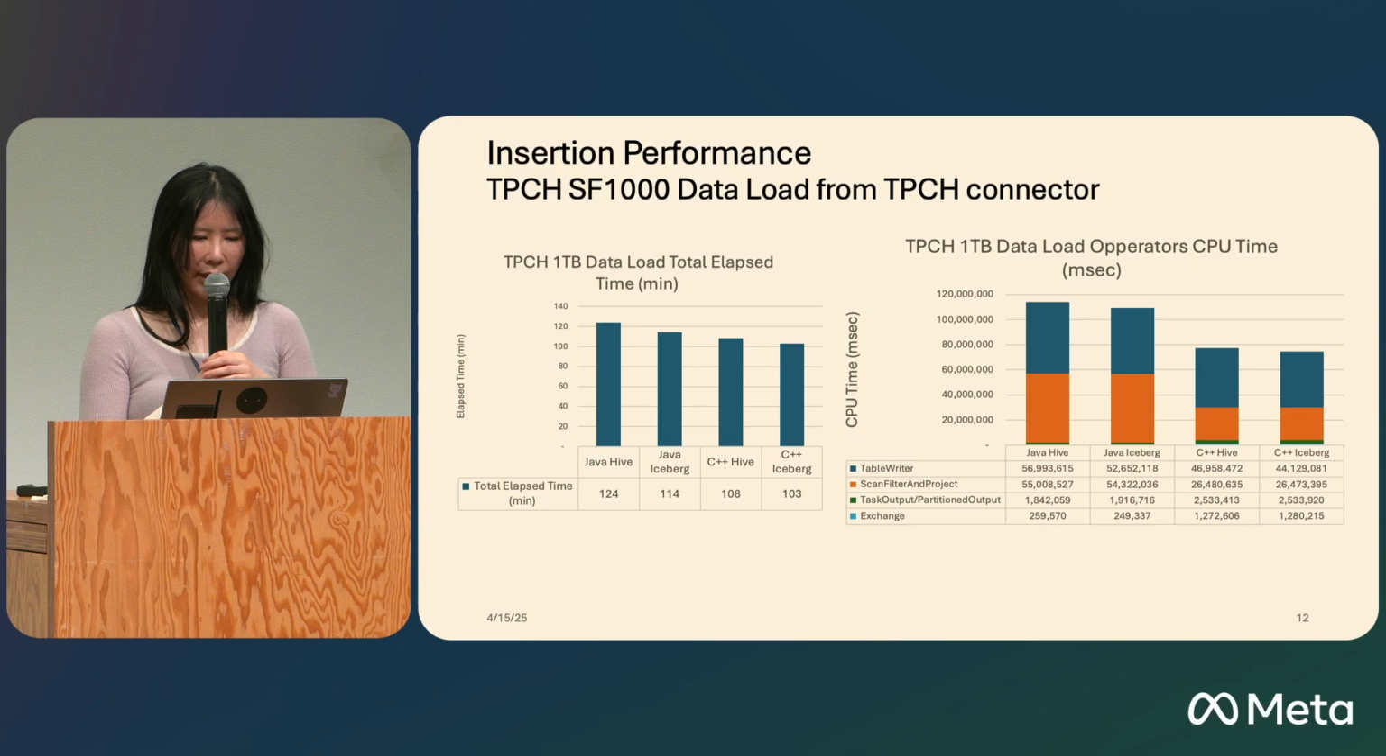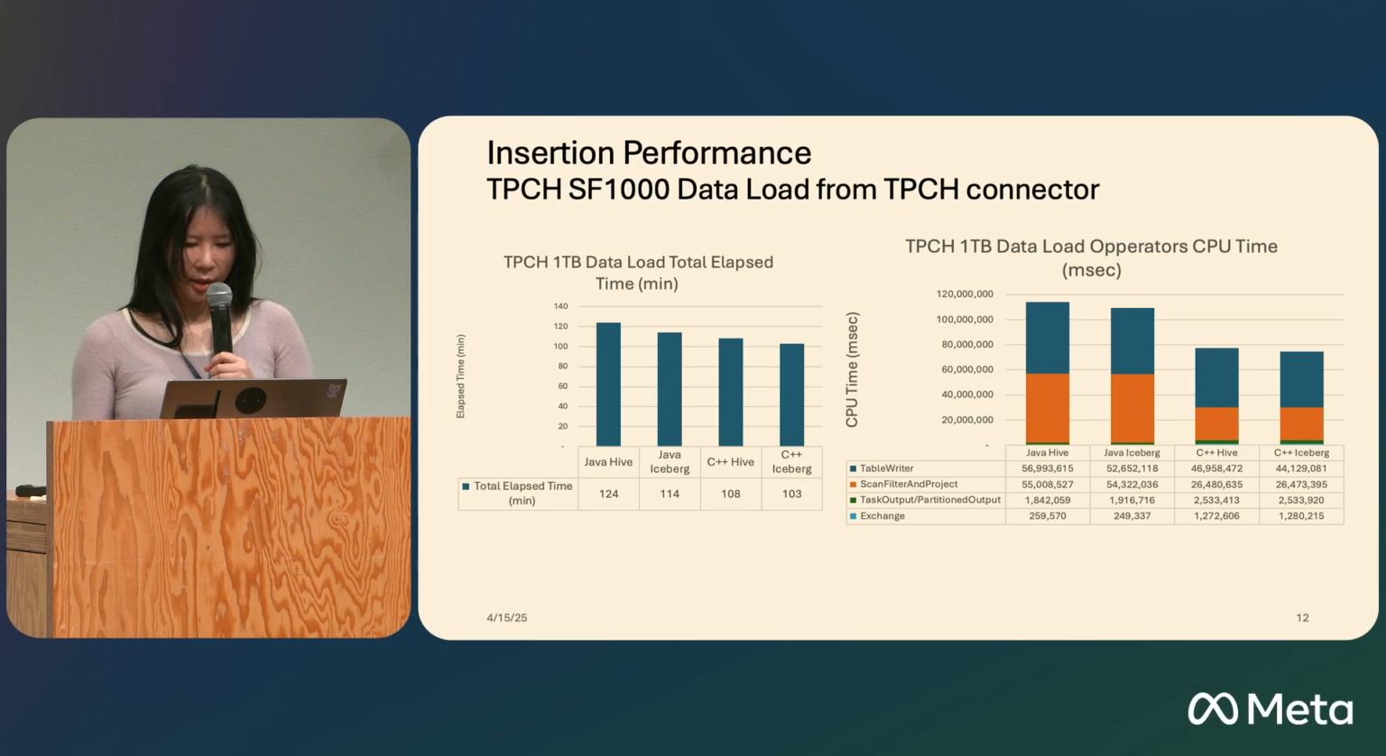As you can see in the right chart, it comes from the scan, filter, and project operator, which is incurred in the TPCH generation. The native TPCH connector is about 2 times faster than the Java one. But the write part is not particularly faster, which indicates future improvement opportunities.